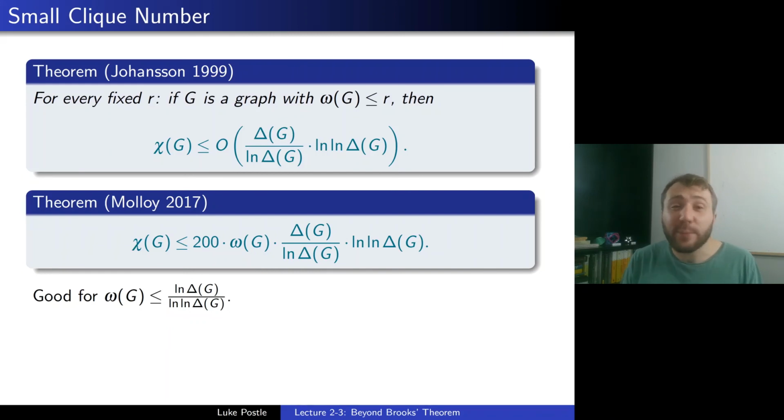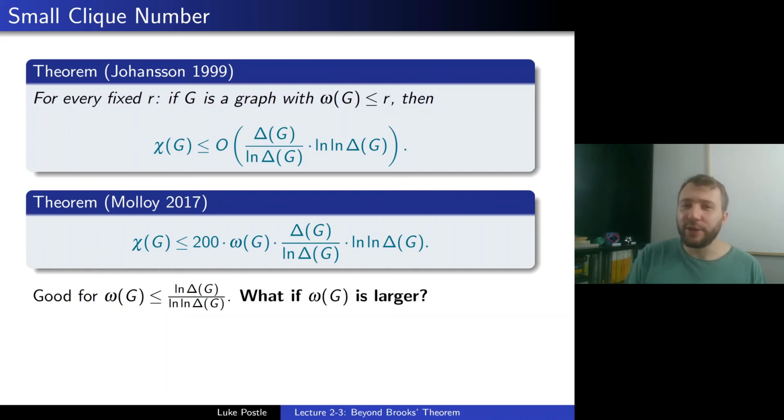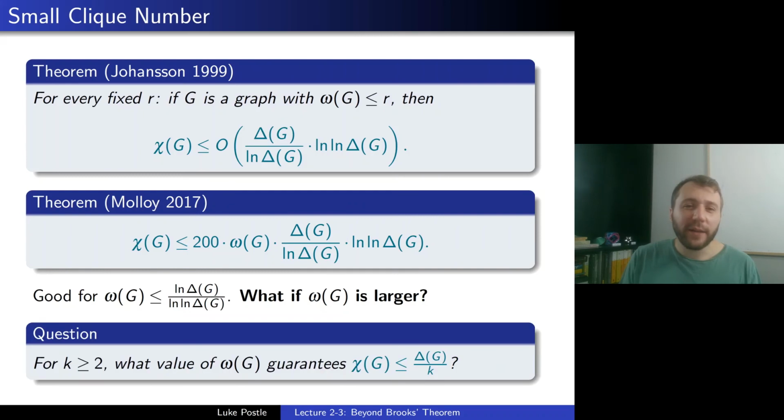So maybe not the best possible, but in beating things maybe from Reed's conjecture. So this is pretty good. You might ask though, what if omega of G is larger? So we've covered the triangle-free case, these cover the small clique number, Reed's handles large, but there's actually something in between if you think about it.